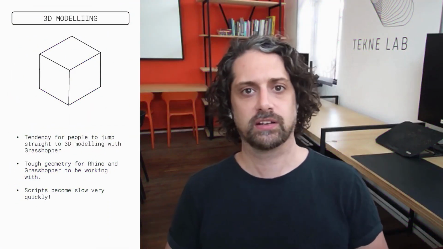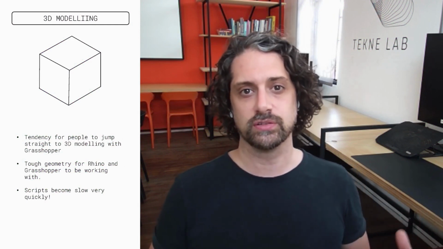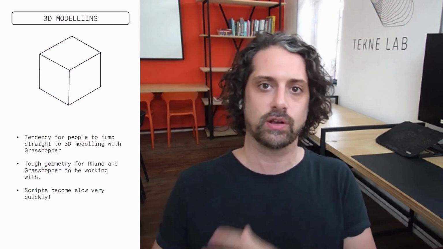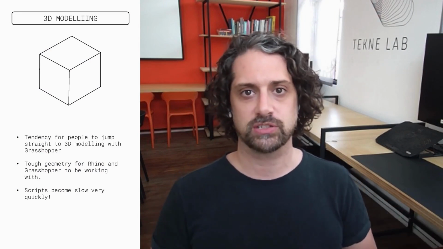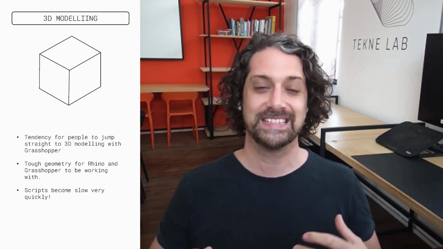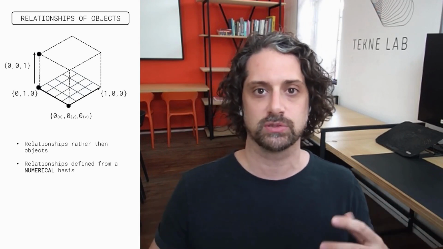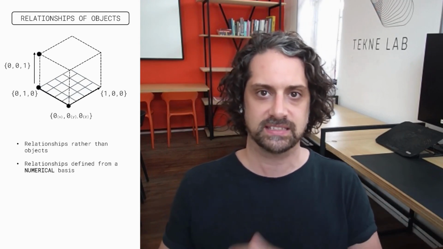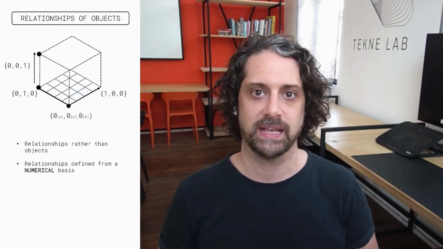Most people starting to learn Grasshopper come from a 3D modeling background, so there's a tendency for students learning to jump straight into complex objects like solids immediately. And this is tough geometry for Rhino and Grasshopper to work with, so scripts quickly become bogged down and tediously slow. Parametric design is more about the relationships between objects rather than the object itself, and relationships can always be defined from a numerical basis.